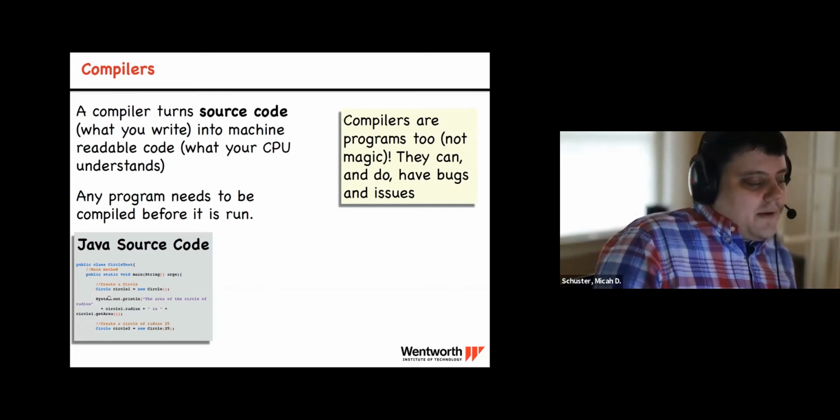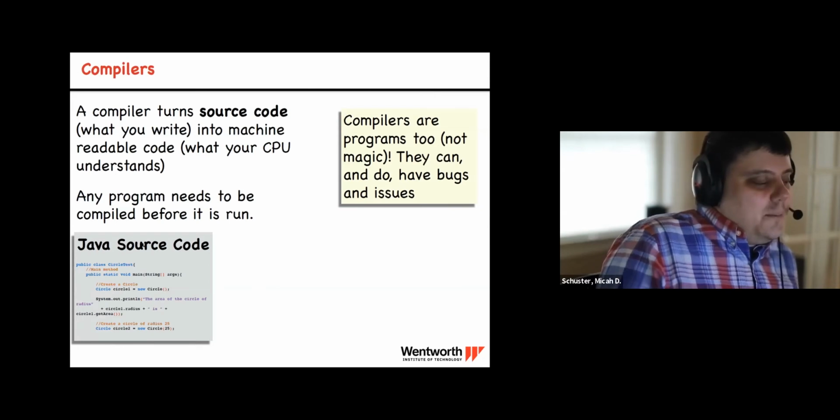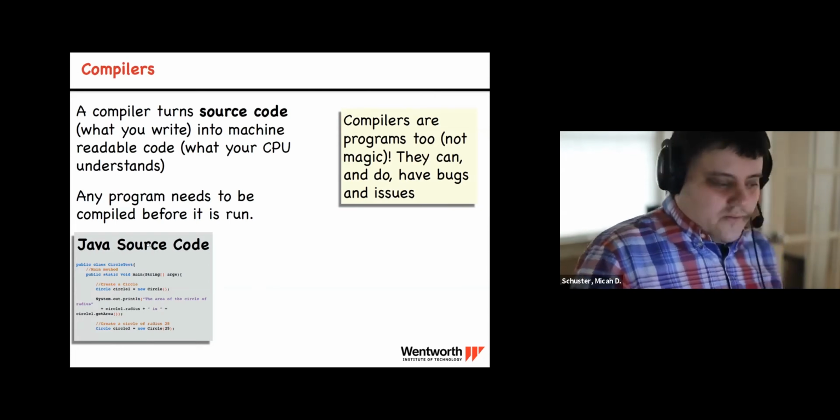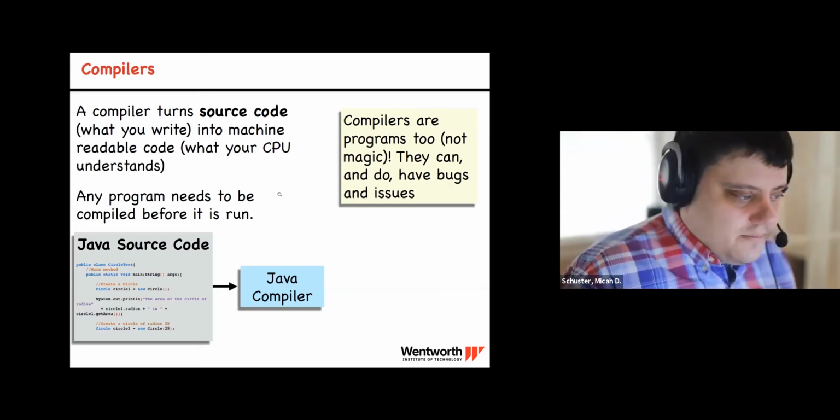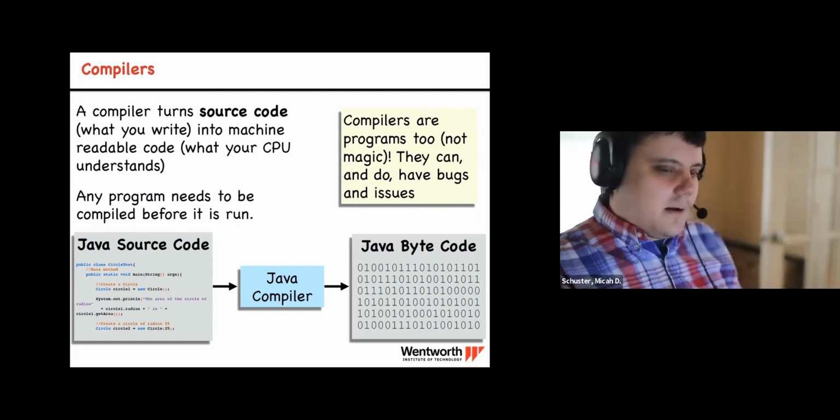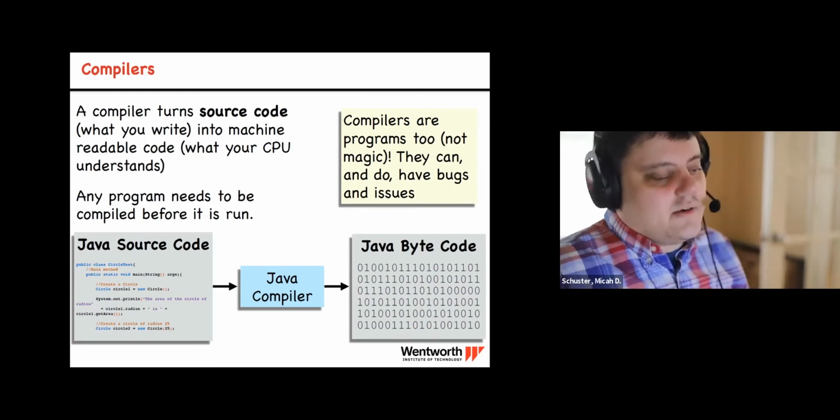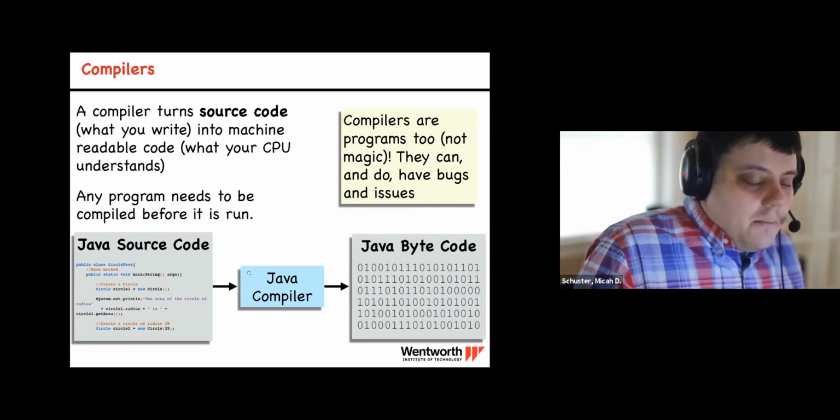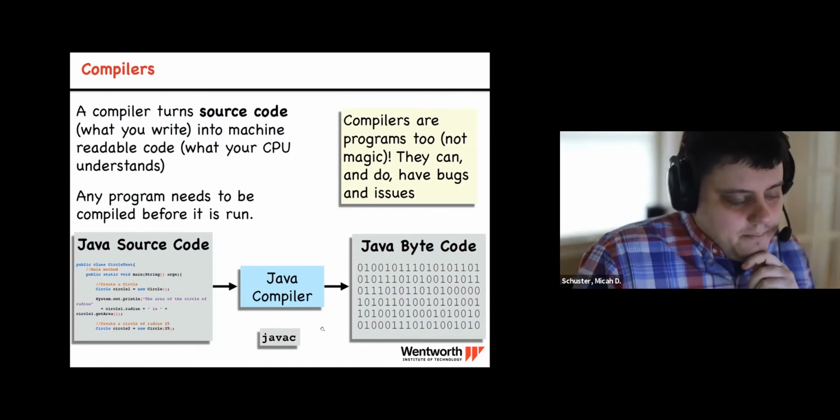So don't worry about the code that's actually here. This is something that we'll do later on. But let's say you had some source code, so sort of English readable stuff. You send it through the Java compiler, and it gives you Java bytecode. We're going to talk about this because it's a little bit different than what I've been explaining. It's not exactly machine readable. The Java compiler is called javac. That's the name of the program.